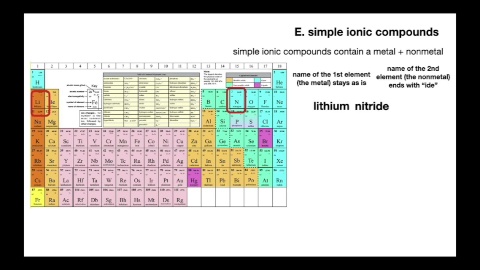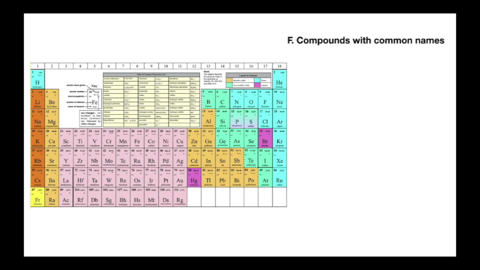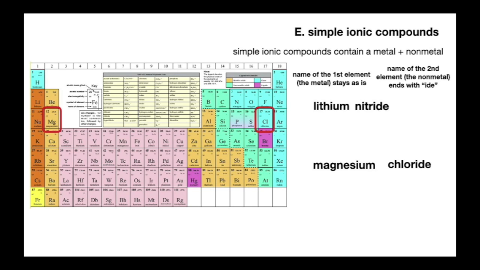Here's another example. If I had magnesium and chlorine. Magnesium, chlorine, drop the INE, add IDE, chloride, and there you go. All right, so you got magnesium chloride. Okay, that's how you name an ionic compound.